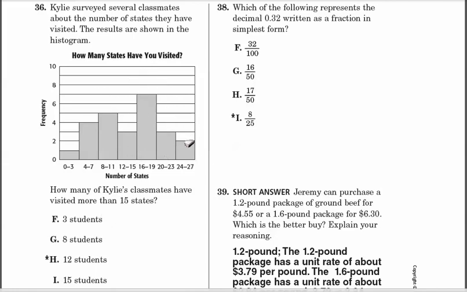Okay, on the next one, let's look over here at 38. Which of the following represents the decimal? If we do 32 hundredths, it would look like this as a fraction, 32 hundredths, but that's not simplified. Divide by 2, we get 16 fiftieths. But that's not simplified either. Divide by 2 again, and we get 8 25ths, and now it's simplified. So I would be our answer.